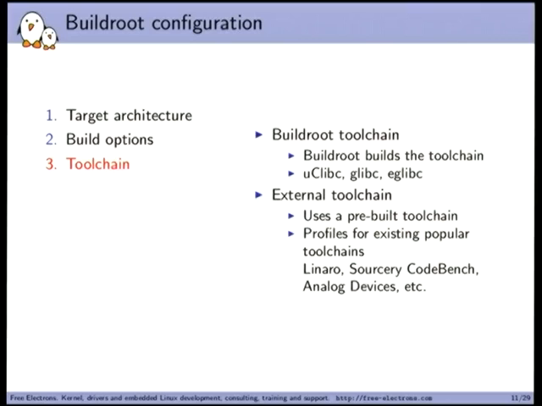The other advantage of using an external toolchain is that you don't have to pay the price of building the toolchain, which takes quite a while. So you save maybe 20 to 30 minutes of build time if you use an existing toolchain.